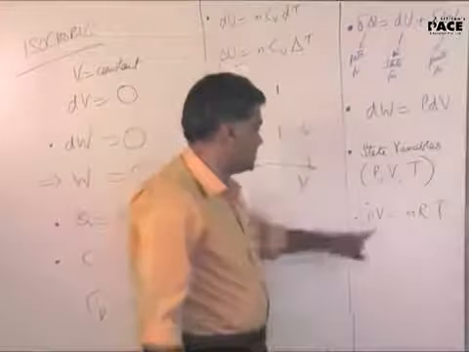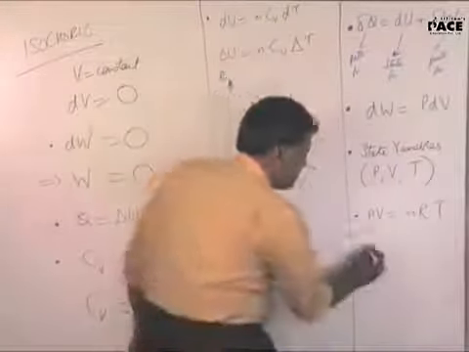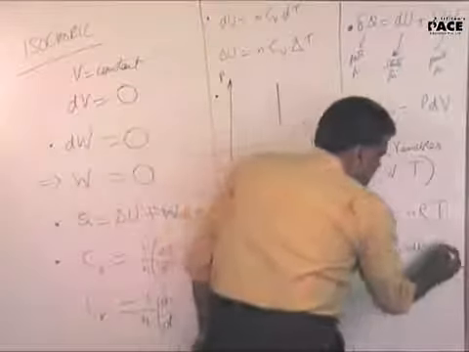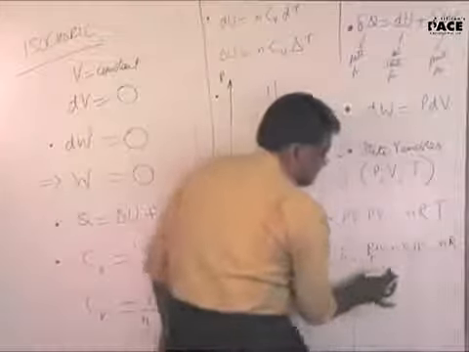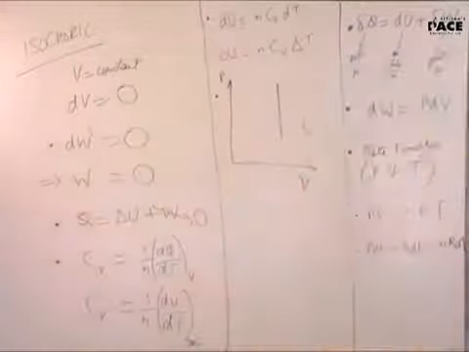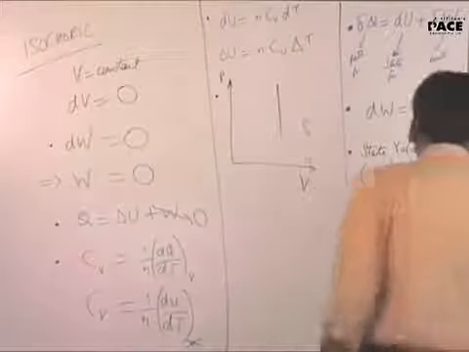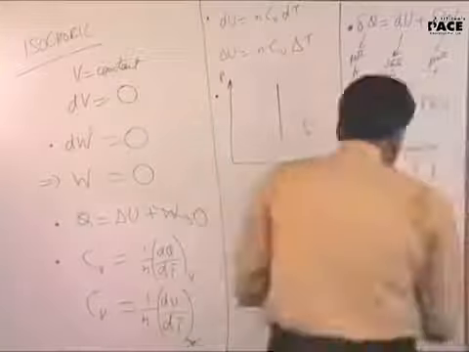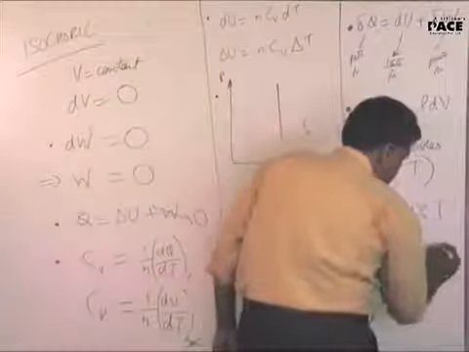That's right. Differentiate this with respect to temperature. You get P dV by dt plus V dP by dt equals nR. This dt you can transport to the other side, and you have P dV plus V dP equals nR dt. That's the differential form of the gas law.